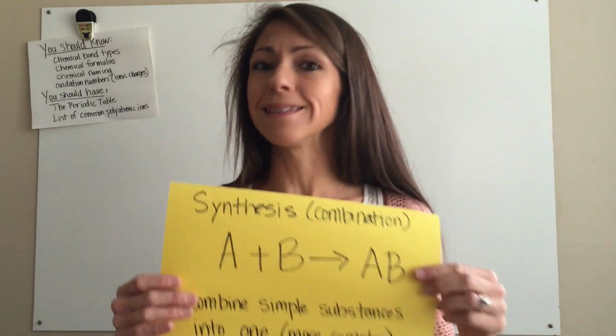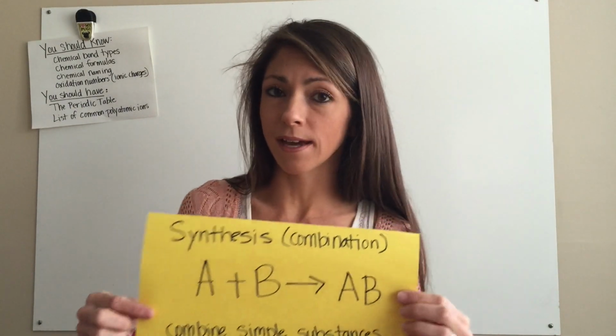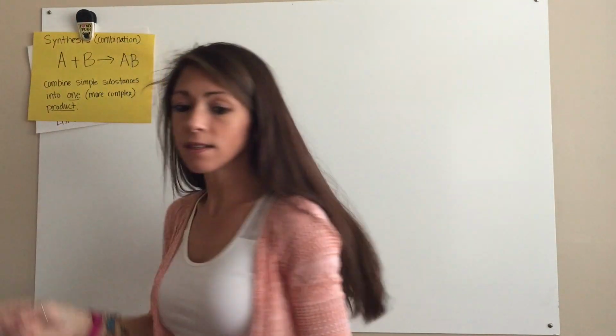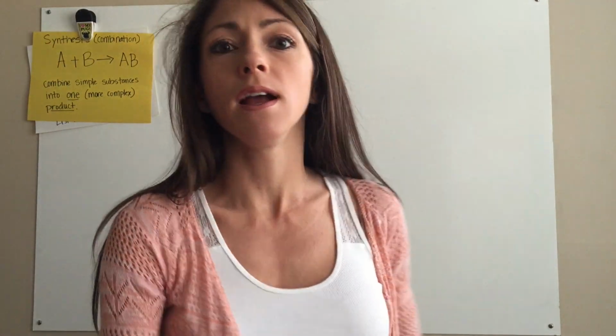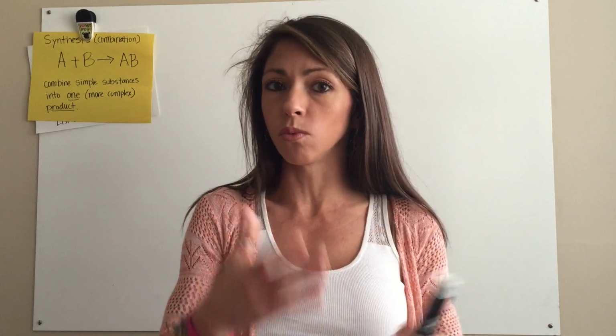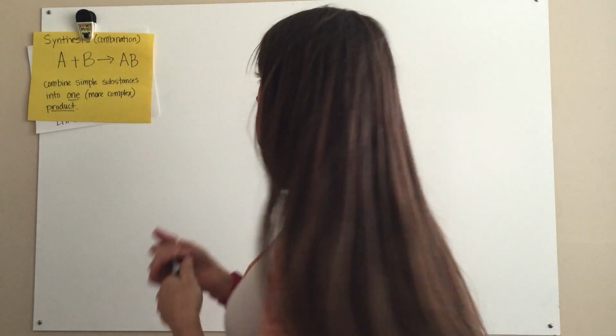A chemical reaction can be described in a very detailed way, but we can actually paraphrase it and condense it down into what we call a chemical equation. Now, there are 5 reaction types, and I'm going to start with the first one, which is called a synthesis or a combination reaction. I typically like to refer to it as a synthesis reaction. Now, a synthesis reaction is when you have 2 simple substances and you combine them into one more complex substance, okay?